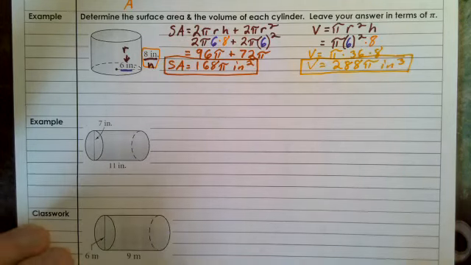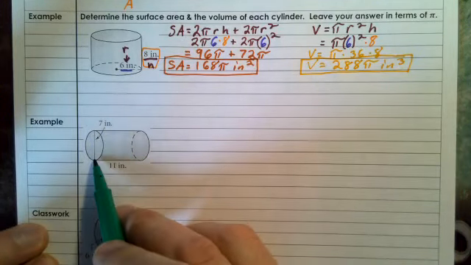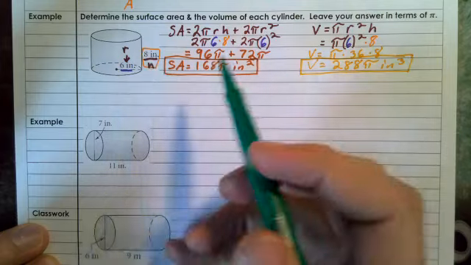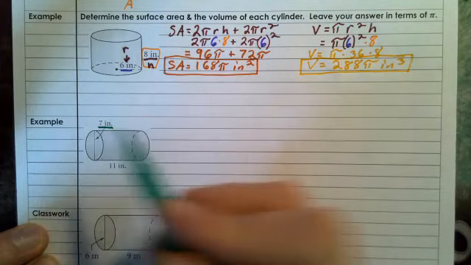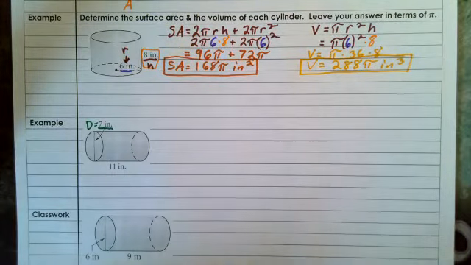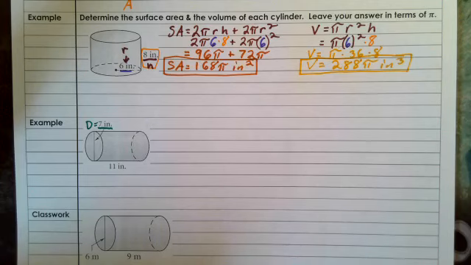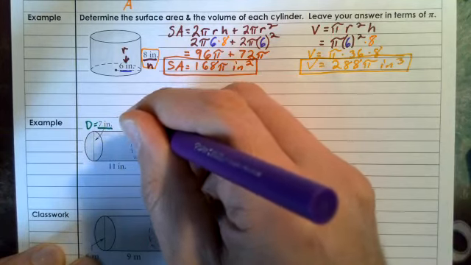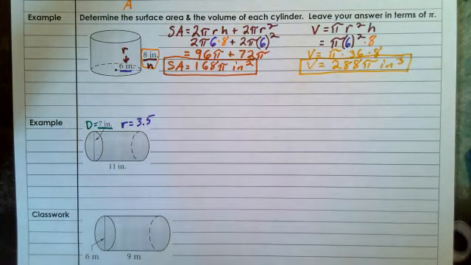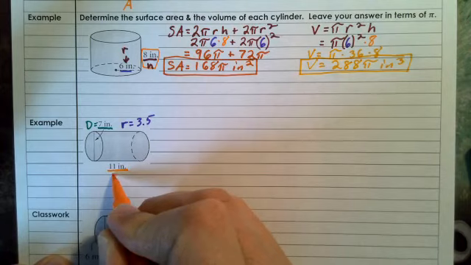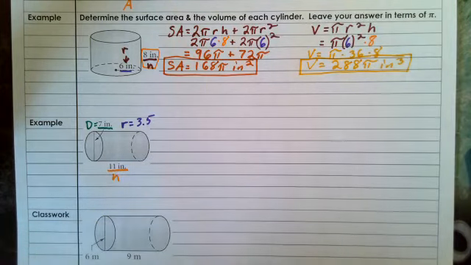Let's do one more just to be sure. But note on this one, they did not give me the radius. Last time I got my radius and height, no problem. This 7 is not my radius. This is the diameter of that base rather than the actual radius. My radius is going to be half of that length. So my radius is going to be 3.5. And then the side that is perpendicular to our base, this 11, that is going to be our h.